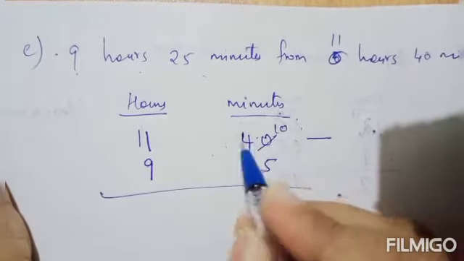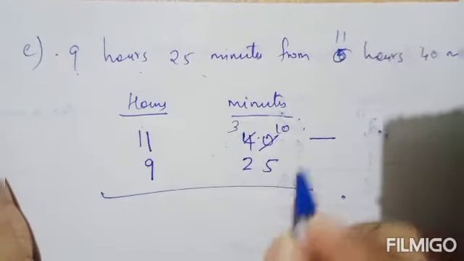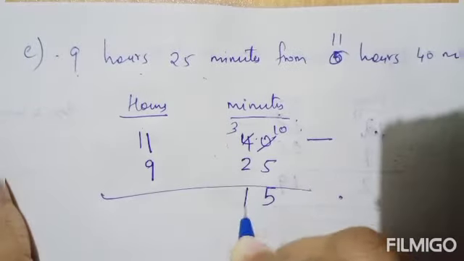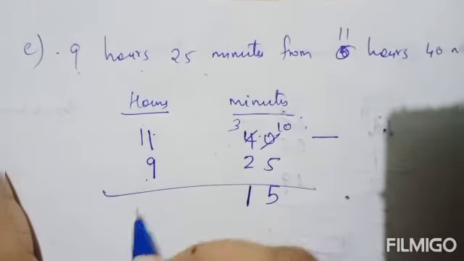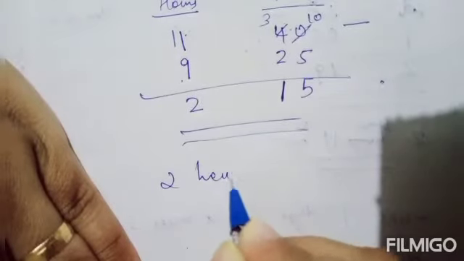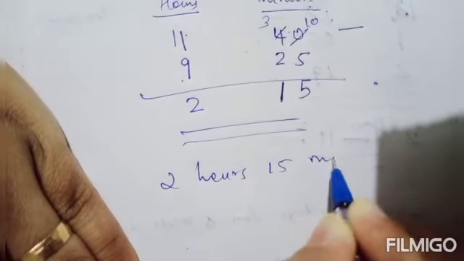This will be 10, this will be 3. Okay, 5 here 1. Now 11 minus 9 it is 2. So the answer is 2 hours and 15 minutes.